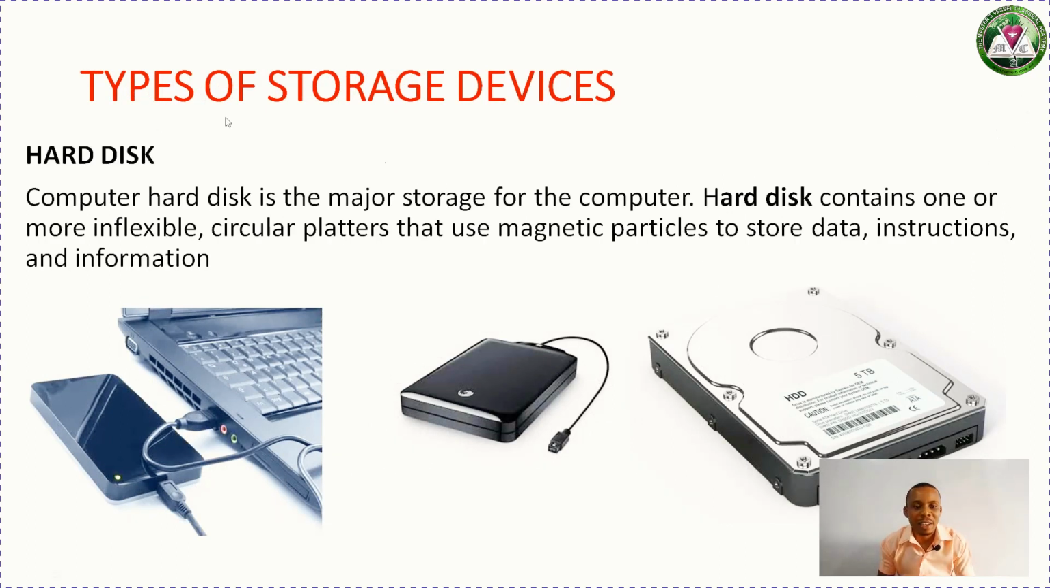Okay, this is the hard disk. We say that the hard disk is the major storage for the computer. A hard disk contains one or more circular platters that use magnetic particles to store data, instructions, and information. Looking at this picture, we have two types of hard disk. This one is called the external hard disk, while this one that doesn't have a wire is called the internal hard disk. This external hard disk, you can see, if you want to copy something from your computer, it has a wire.